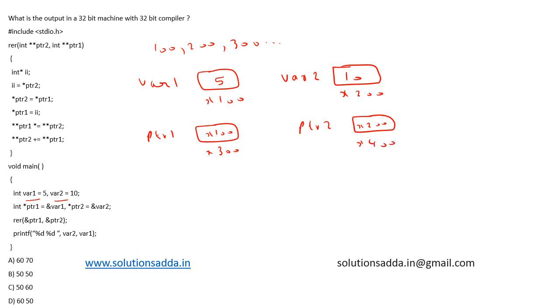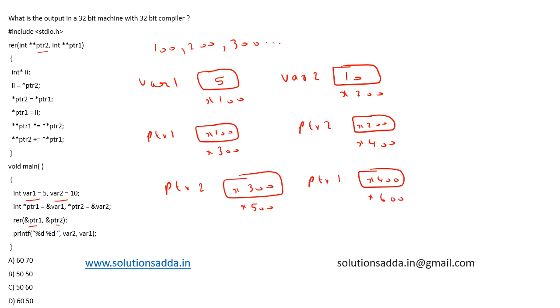Now we are passing the addresses of ptr1 and ptr2 to this function. So in this function scope, we have ptr1 and ptr2. Here, initially, ptr2 will be storing the value 300. This is stored in memory location 500. And ptr1 is storing the value of location 400, and it is stored in memory location 600.